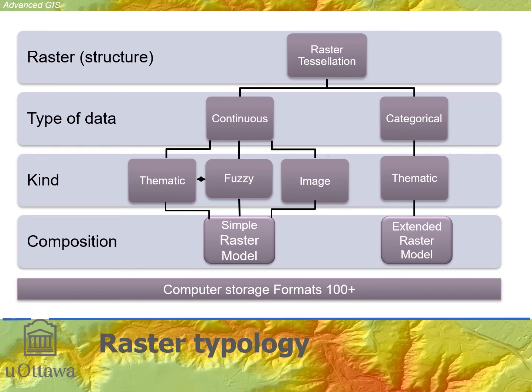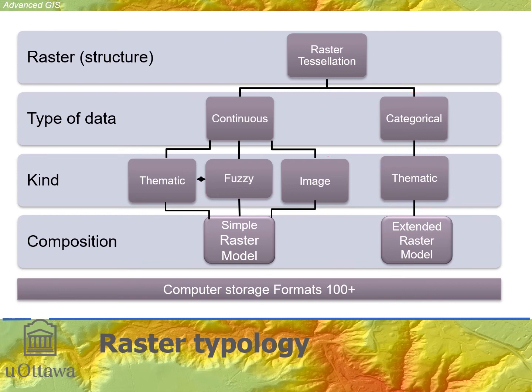With thematic layers, we can also have or convert between thematic and fuzzy. So we can go from thematic into a fuzzy variable, for example. So that's another kind of continuous data raster. With categorical rasters, we just have thematic under here. So a categorical raster will always be thematic. It will record one idea, theme, or variable.